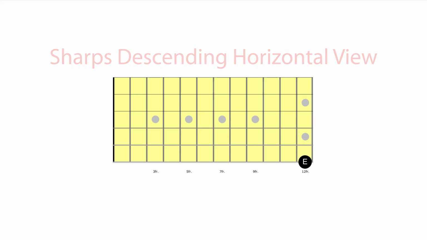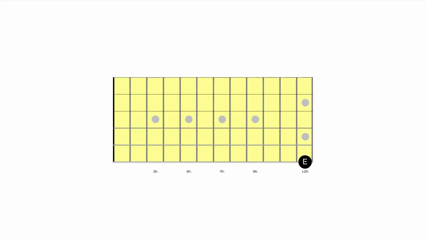So 12th fret E, we're going to go down 1/2 step to D sharp. From D sharp, we're going to go down 1/2 step, 1 fret to the 10th fret to D. From D, we're going to go down 1/2 step to the 9th fret to C sharp. From C sharp, we're going to go down 1/2 step to the 8th fret to C. From C, we're going to go down 1/2 step to the 7th fret to B.